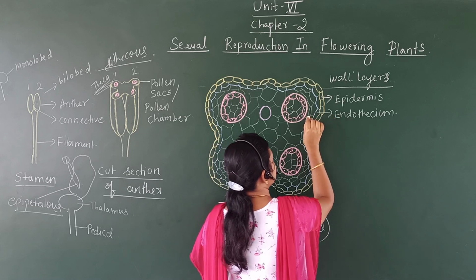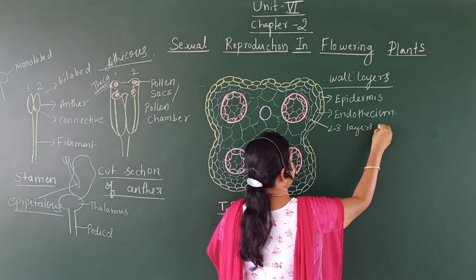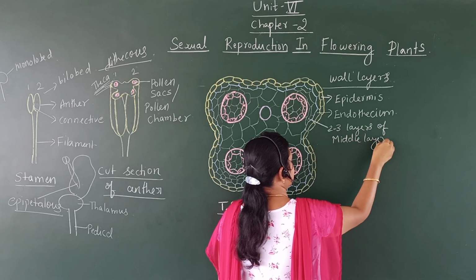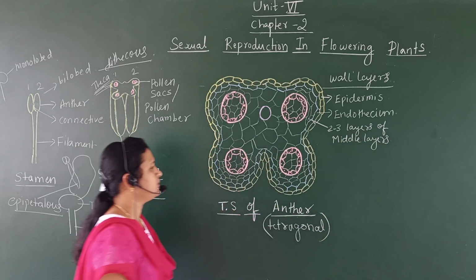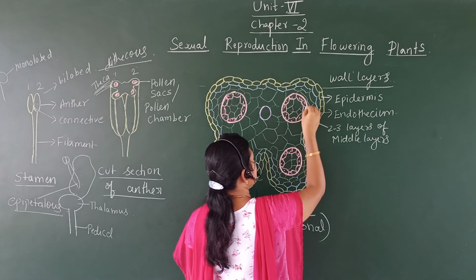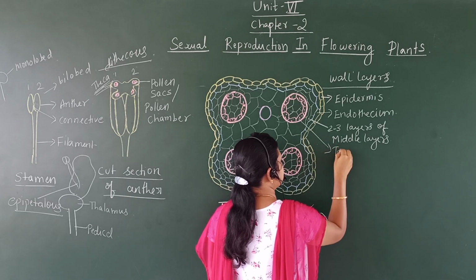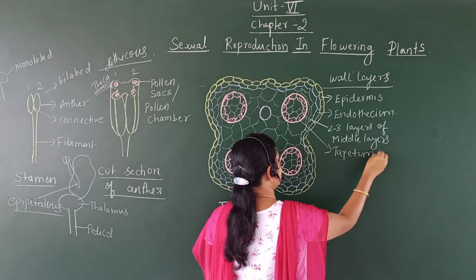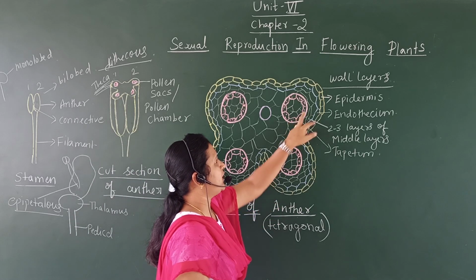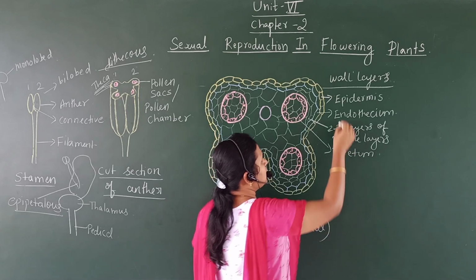And next to the endothecium, 2 to 3 layers of middle layers will be present. Middle layers, it is 2 to 3 layers. And one more wall layer will be present, which surrounds the microsporangium, which is called the tapetum. So in this way, the entire anther or the microsporangium is surrounded by 4 wall layers.